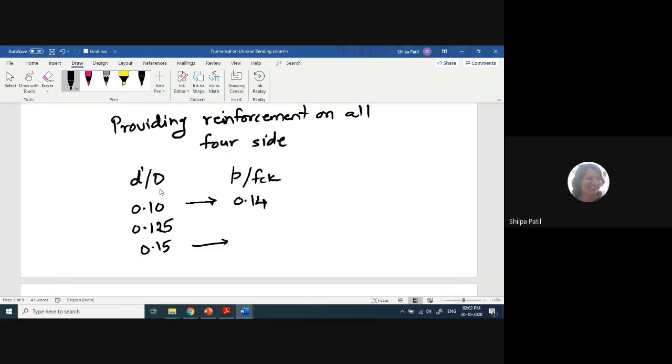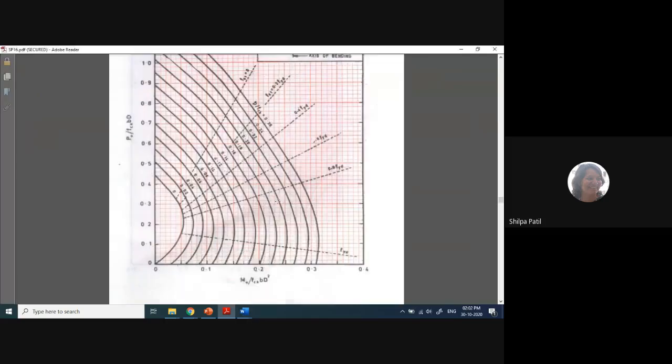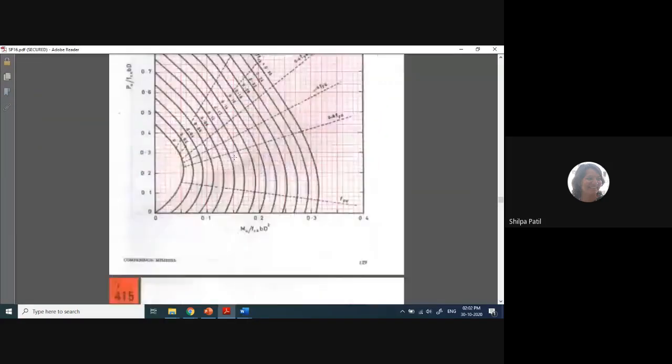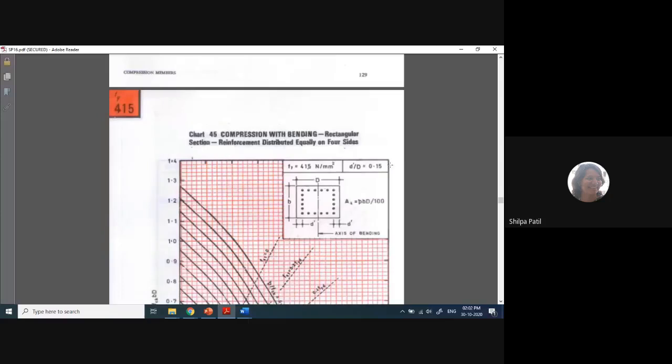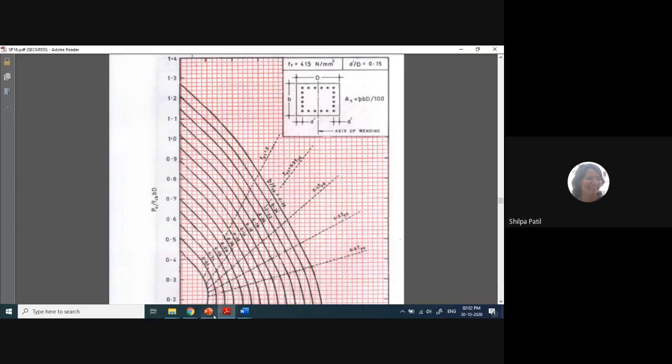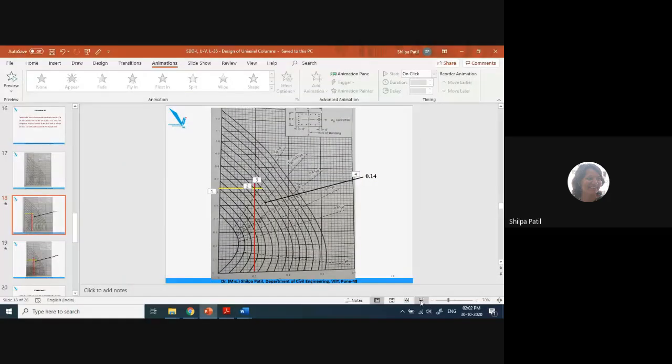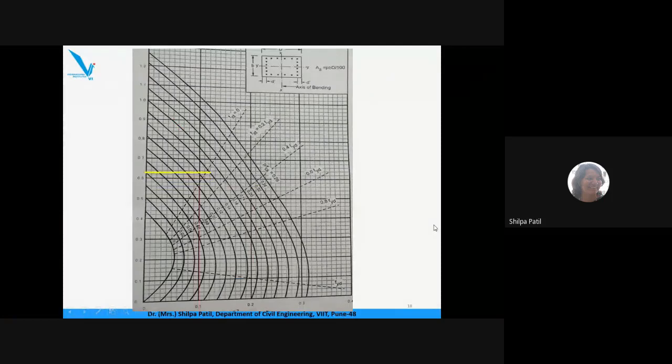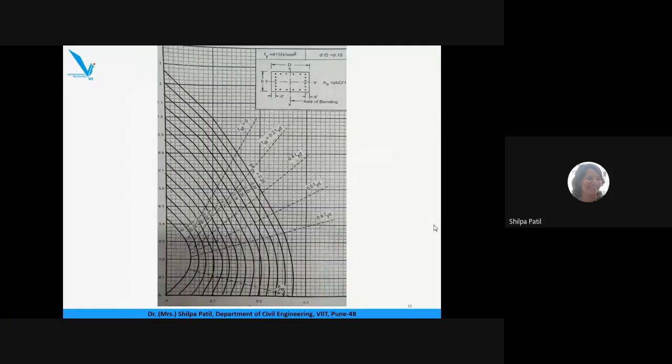Similarly, now I will make use of the second curve, the second graph. If I go to SP16, this is the first curve. On the next page immediately, chart number 45 corresponds to d dash by D ratio 0.15. So again I have used this graph. I will go to the presentation now. So this is what we have already calculated. For the next, that is for d dash by D ratio equal to 0.15, again I have plotted a line corresponding to 0.625 and a vertical line corresponding to 0.104. This is coming close to this particular curve. The value is 0.16.